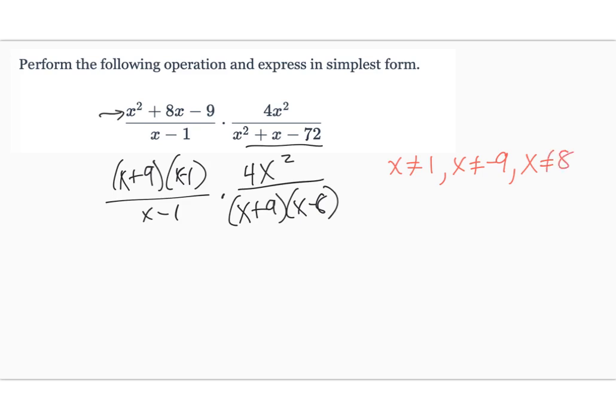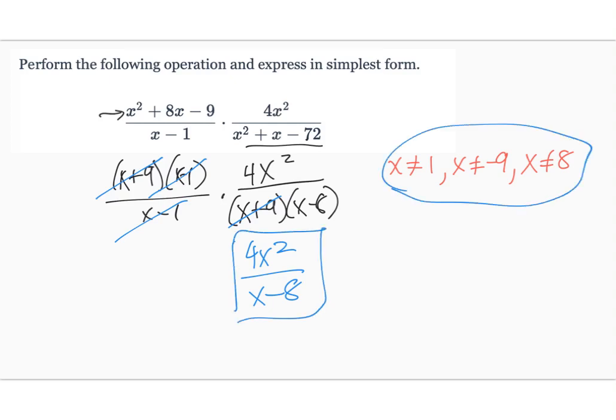Then I'm going to cancel some stuff out. I've got a plus 9 on top and the bottom. I've got a minus 1 on the top and the bottom, and then multiply straight across. We end up with 4x squared over x minus 8, and our problem is done. These are still in play and must be included in terms of anything that you do for me.